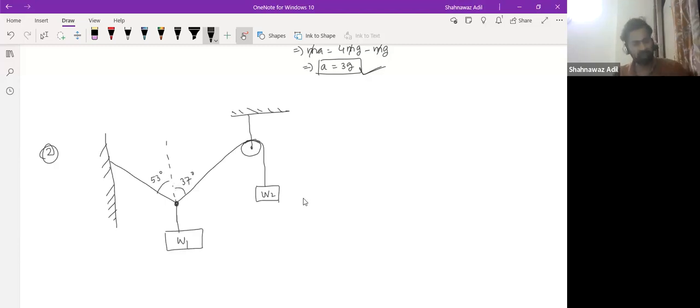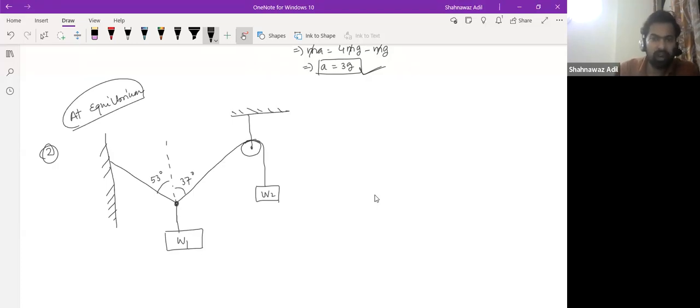The important thing in this one is that the system is at equilibrium. And you have to find out, the question was, find out W1 by W2. Let me check that. Yes, W1 by W2 we have to find out.